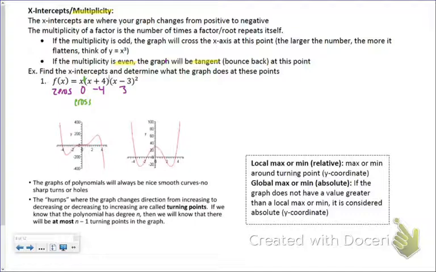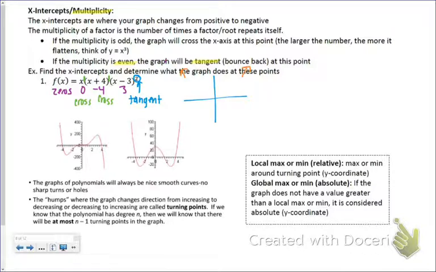x plus 4, that factor is raised to the first power. So at -4, your graph will cross. Now x minus 3 is raised to the second power. Because the exponent of that factor is 2, your graph would be tangent at that point. So I'm going to sketch real quick what this graph would look like. All right, so end behavior, first of all, overall this is a 4th degree, which is an even number, and a positive leading coefficient. So my ends are both going to be going up.